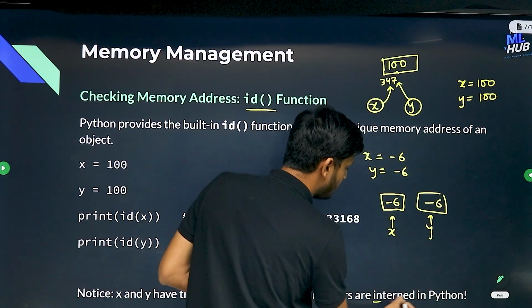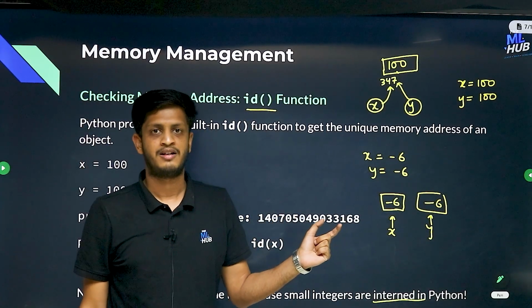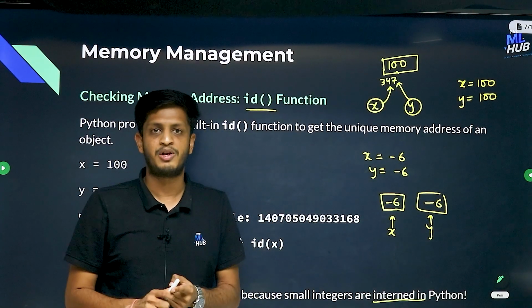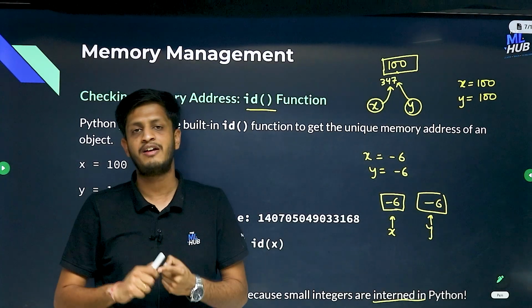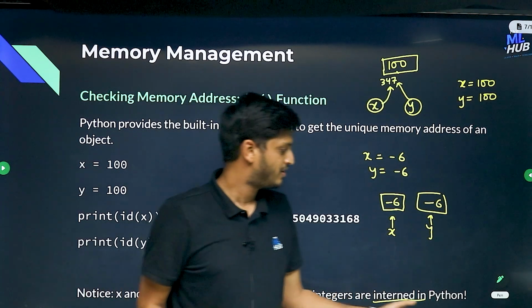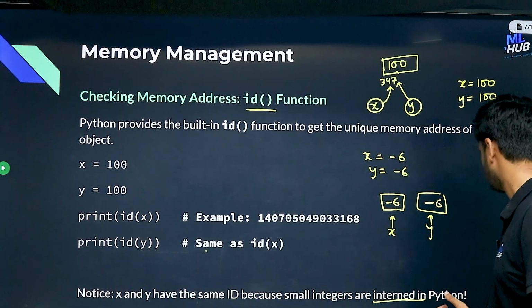They are interned in Python. This property is called interning of a variable. Interning means the same memory location will be used, and only small integers between -5 and 256 have this property. So let us look specifically at interning in Python now.